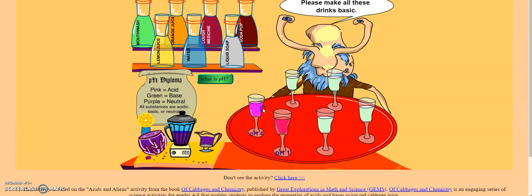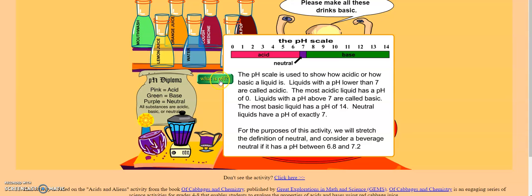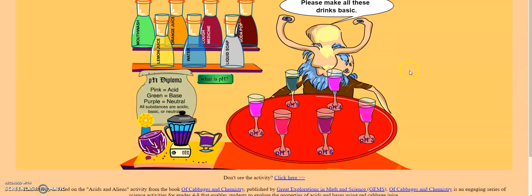I see a pH level of 1, pH of 4, pH of 9, pH 6, pH 3, and pH 4. So I know that one of these is already basic. This one here is a blue-green color, and it's got a pH of 9, which I can see is higher than 7, so it's going to be in that base range. So I don't really need to bother with that one.